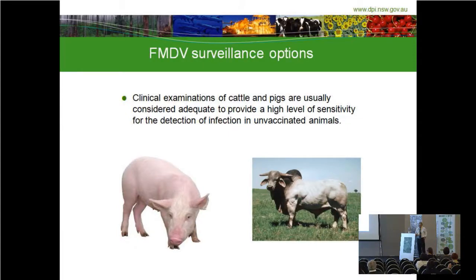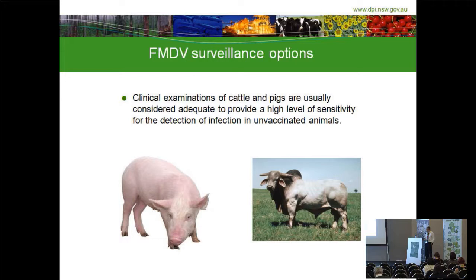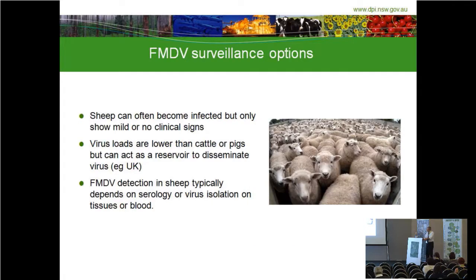And I don't need to tell anybody in this audience that if you are undertaking surveillance in unvaccinated animals, for pigs and cattle it's quite easy to detect clinical signs, and often clinical examination is used as a standard surveillance method. When it comes to sheep, of course, our colleagues, particularly in the UK, can attest that sheep don't always show clinical signs, and movement of infected sheep can certainly result in an escalation of an outbreak over a very large area in the absence of any clinical signs.